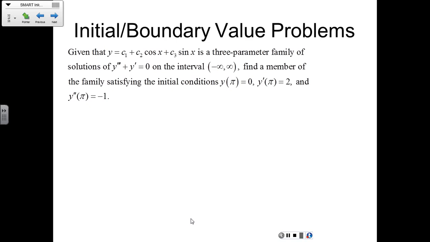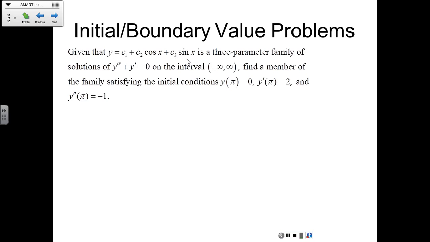It says, given that y equals c1 plus c2 cosine of x plus c3 sine of x is a 3-parameter family of solutions. Why do they say 3-parameter? 3 different constants. Good job. Of the solutions of the DE, y triple prime plus y prime equals 0 on the interval from negative infinity to infinity. So they're saying that this is your DE. This is the solution to it. They've already solved it for us.